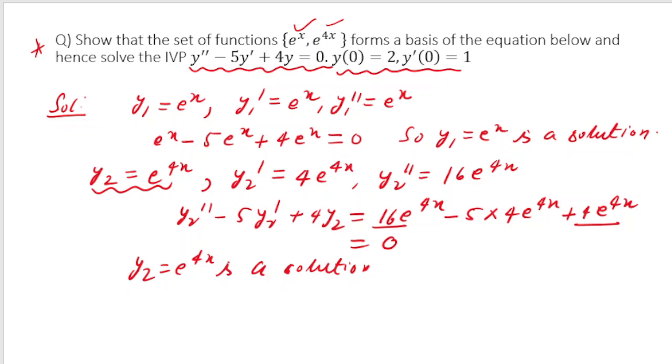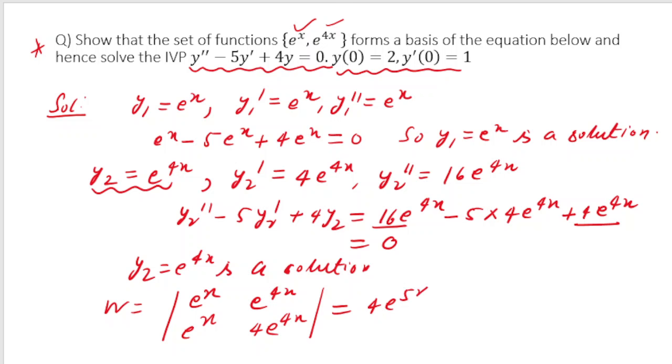Now these two are solutions, but are they a basis? For that we have to check whether they are linearly independent or not. So for that we have to calculate the Wronskian. How can we calculate the Wronskian? I will take in the first row the two functions, that is e to the power x and e to the power 4x, and in the second row I need to take the derivatives. So the derivative of e to the power x is e to the power x, and it will be 4 e to the power 4x. So if I solve this, it is 4 e to the power 5x minus e to the power 5x. So what I get is 3 e to the power 5x.